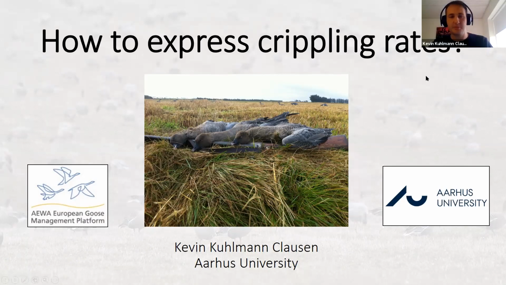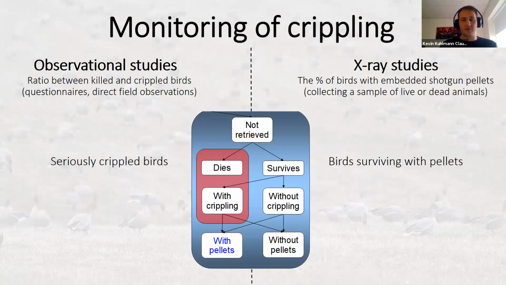I promised to give a brief introduction on how to monitor crippling and what we can do with that monitoring afterwards in terms of expressing our results. And I'm going to start off with a very brief introduction to the two different ways of monitoring that have been used in Denmark. To the left here, we have the observational studies, which are most often conducted by assessing a ratio between killed and crippled birds, either by the hunters themselves through questionnaires, or by a field observer overlooking the hunt, as Jesper just talked about in his previous presentation.